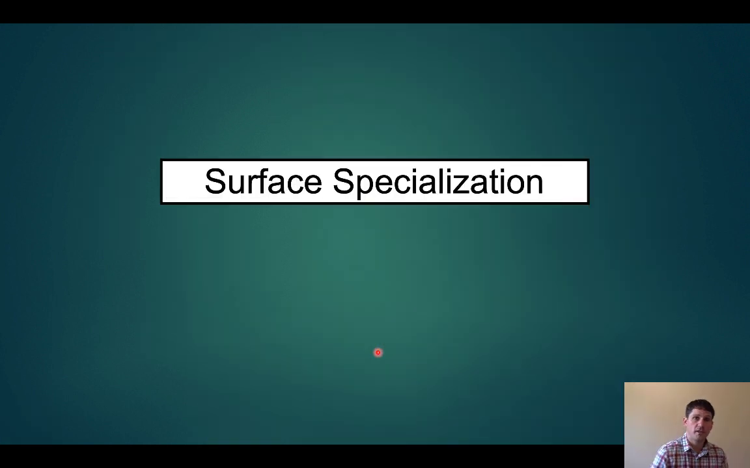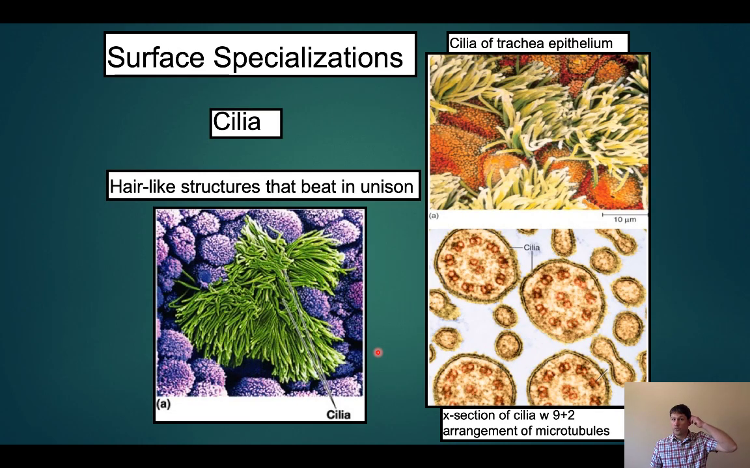So surface specialization: if we talk a little bit about some structures that we see on the surface of our cells, the first one is cilia. These are hair-like structures that are beating in unison. Up in the top right, you can see the cilia of your trachea. As you inhale, there are various particulates in the air that get trapped in mucus, and then the cilia help to beat and move that trapped dust and particulates up away from your lungs back into the back of your throat, where you generally end up swallowing it and digesting whatever gets trapped in there.